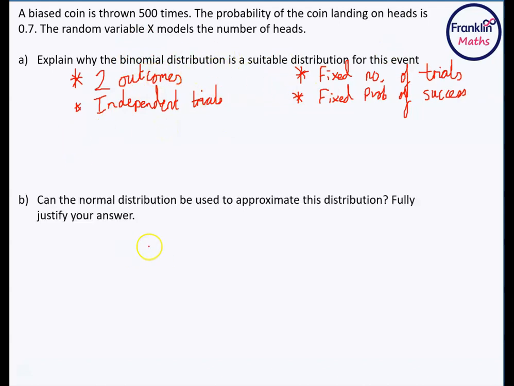Part B, can the normal distribution be used? Well, we need to check the conditions then, don't we? So can you remember what they are? Well, it was np. Let's work out what that is. n multiplied by p, so that's 500 times 0.7.